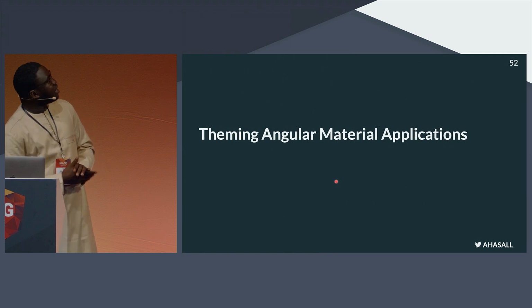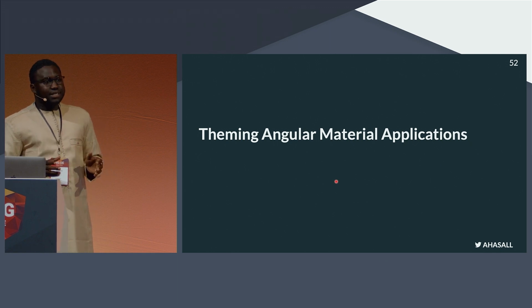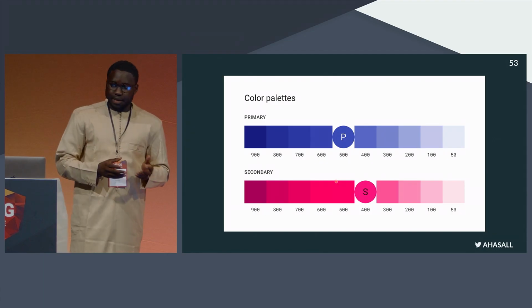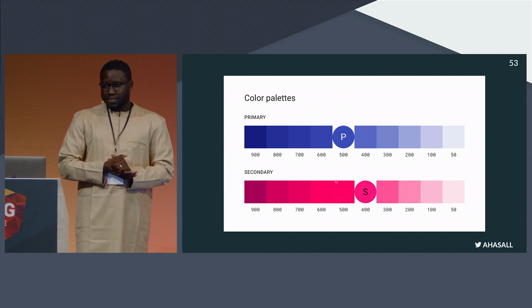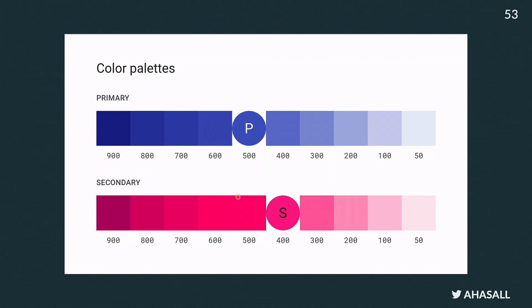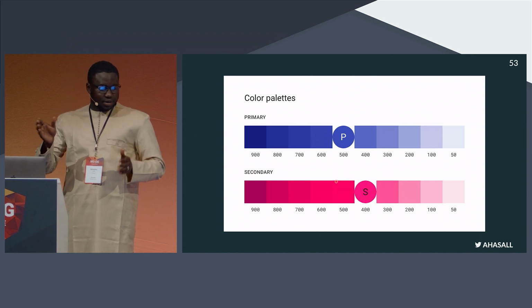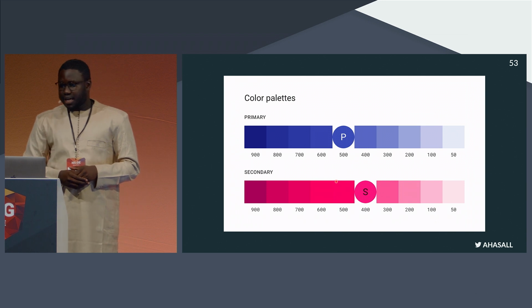Okay, let's talk about theming Angular Material applications. Because in Material Design, theming is a very important aspect. And when we talk about theming, we mean things like typography, shapes, colors. But today we are going to talk only about colors. So I have my theme, which is comprised of many palettes. So here I have two palettes, a primary palette and a secondary palette. And in each palette, I have different variations of the same color. So here my primary palette is indigo, and I have, I think, 10 colors inside my palettes.